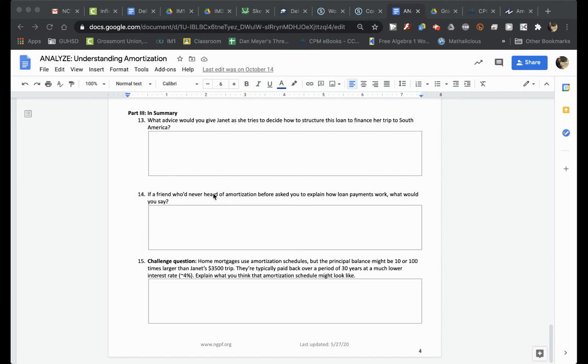And then if a friend who's never heard of amortization before has asked you to explain how it works, you can also Google this if you want. Investopedia has some good definitions and information that might help you.